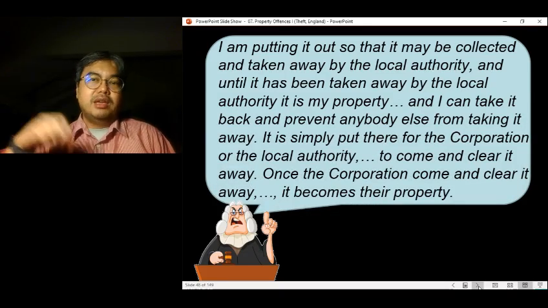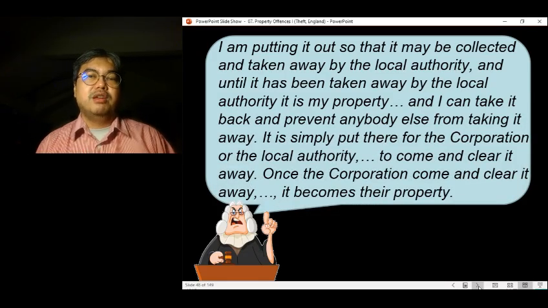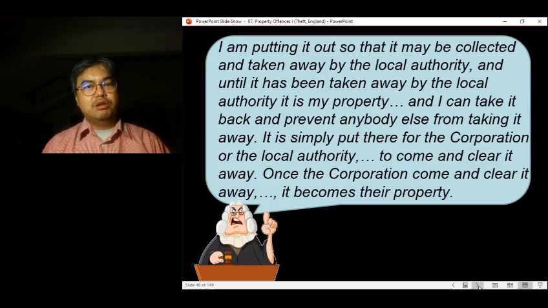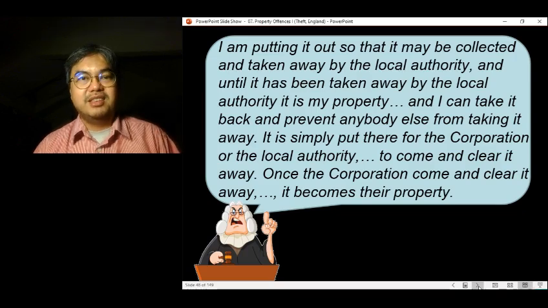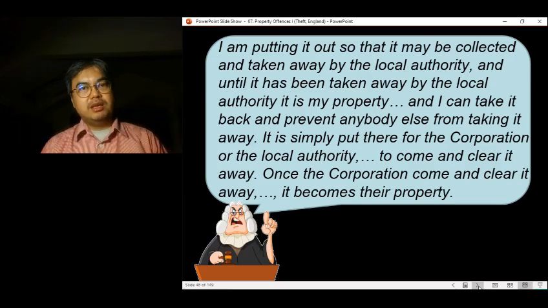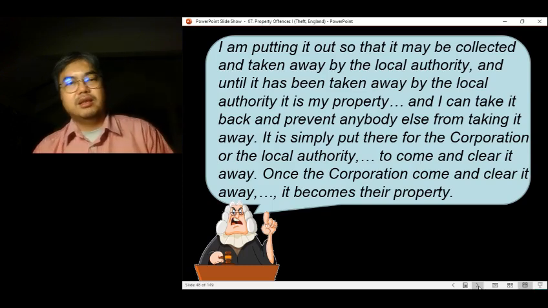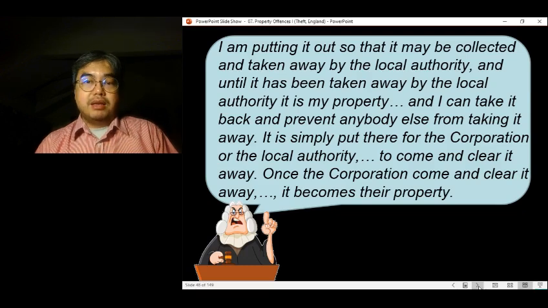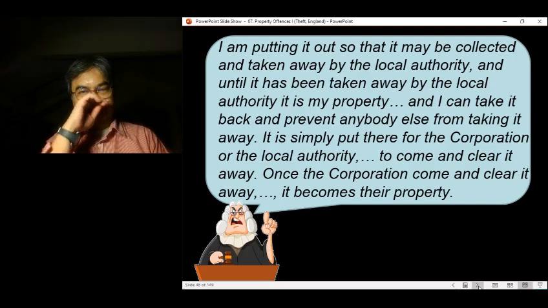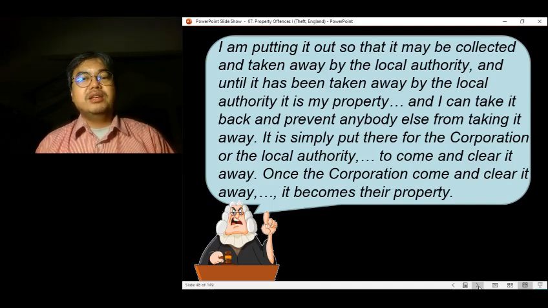He says that I'm putting it out so that it may be collected and taken away by the local authority. And until it has been taken away by the local authority, it is my property. It will be my property until the local authority comes and collects it, through its employees, the dustman. And I can take it back and prevent anybody else from taking it away. How many times have you accidentally thrown something away and then had to open it up and take back the things?